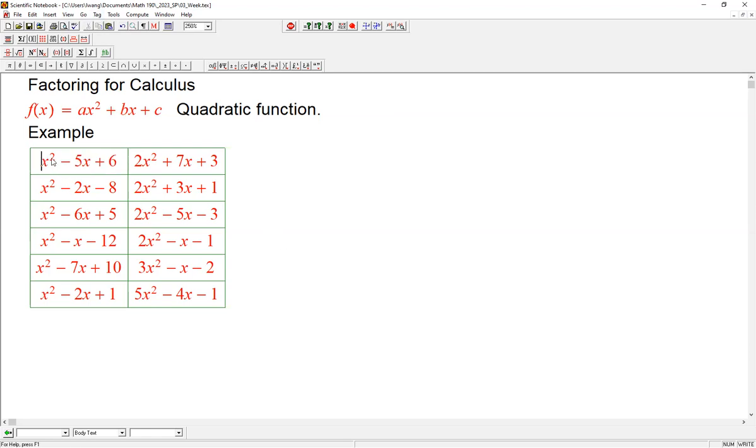In the first column here, a is equal to 1. In the second column, I pick some examples where a is not equal to 1, and a could be any number, positive or negative. And the question is, can we find the factors for any quadratic? The answer is yes. But I would like to start with some common techniques.